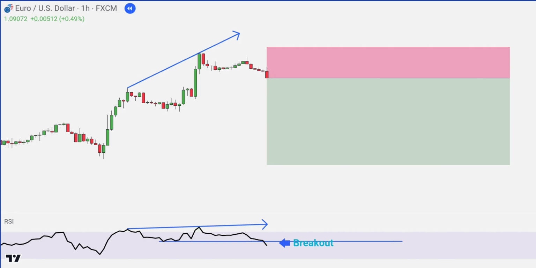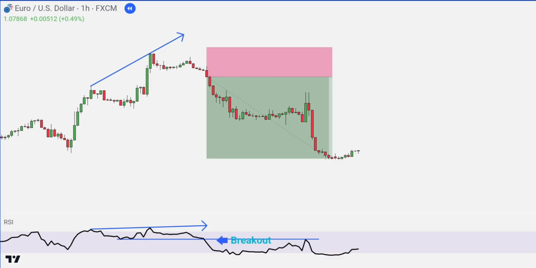Let's see how the outcome will be. We achieved a fantastic profit ratio. Moreover, we used only one indicator for this strategy, but we also utilized the indicator's divergence and support levels.